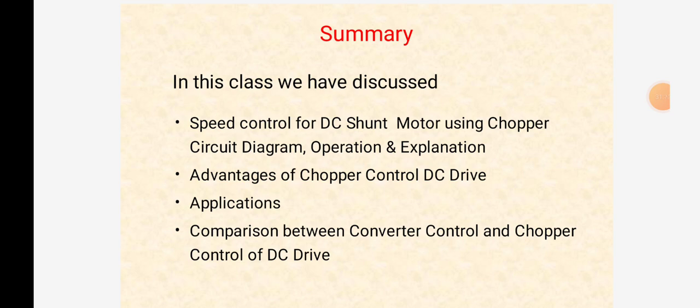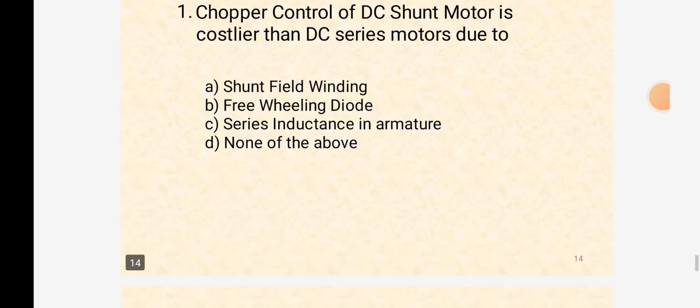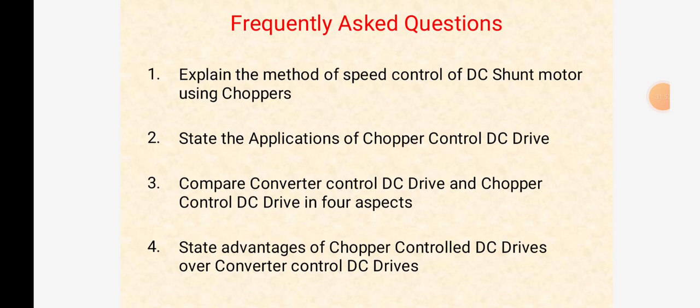So today we discussed the class A speed control for a DC shunt motor using chopper circuit diagram, its operation and explanation. We also discussed advantages of chopper control drive, applications of chopper circuits, and comparison between converter control and chopper control of DC drives. Here we have a few quiz questions and frequently asked questions: explain the method of speed control of DC shunt motor using choppers, state the applications of chopper control DC drive, compare converter control DC drive and chopper control DC drive in four aspects, and state advantages of chopper controlled DC drives over converter controlled DC drives.